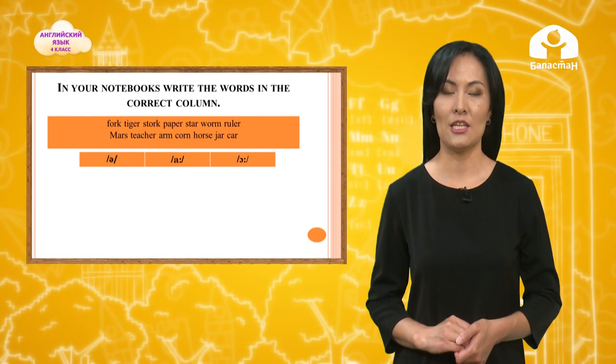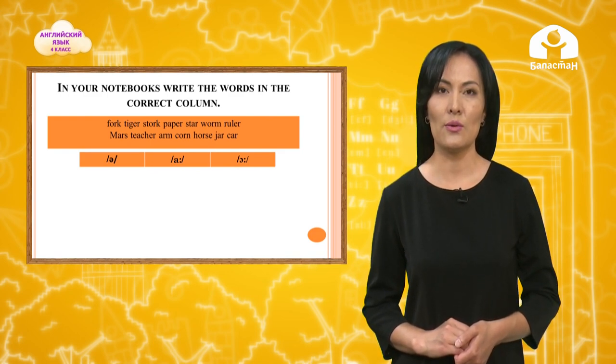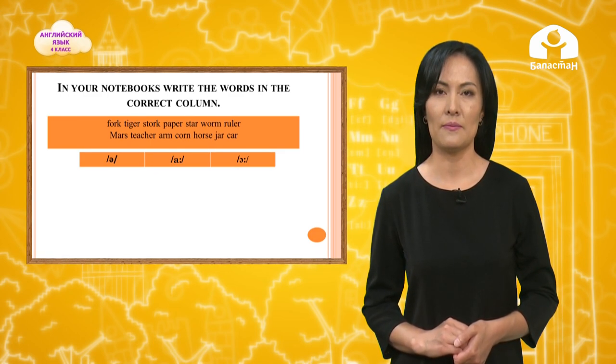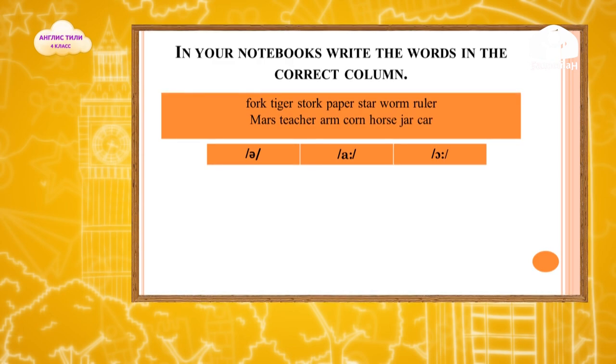Now, children, in your notebooks, write the words in the correct column. The words are fork, tiger, stork, paper, star, worm, ruler, Mars, teacher, arm, corn, horse, jar, car.